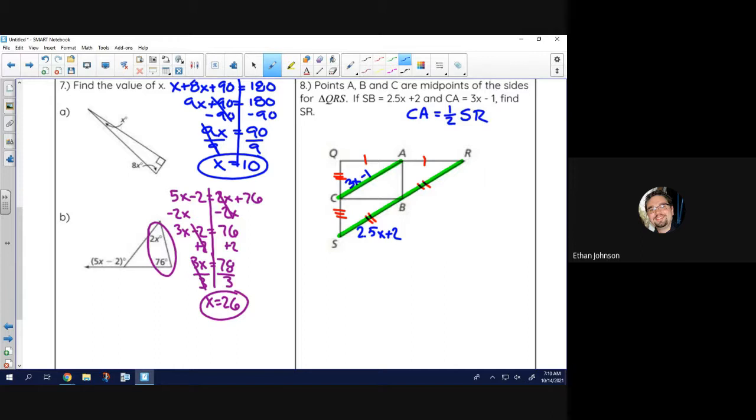That would be SB, which according to the problem is 2.5x plus 2. So we can use that to make an equation. So 3x minus 1 has to equal half of SR, or in this case, 2.5x plus 2. Now, just because this has a decimal, don't freak out. I'll get rid of the smaller one.